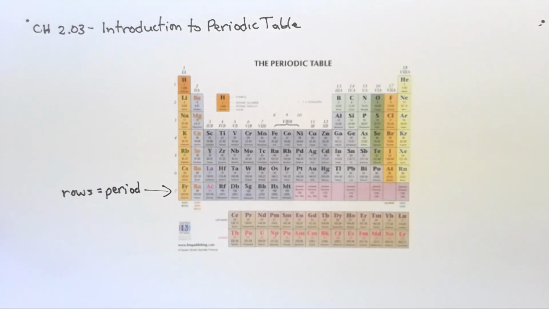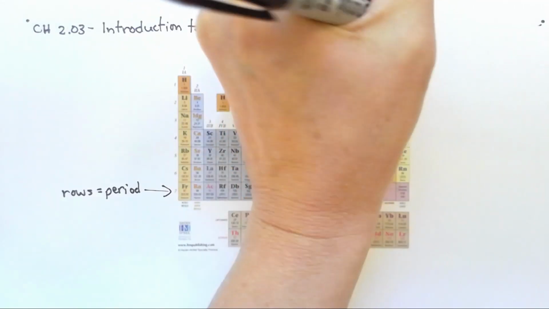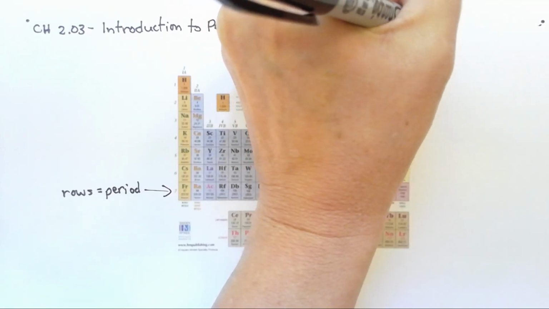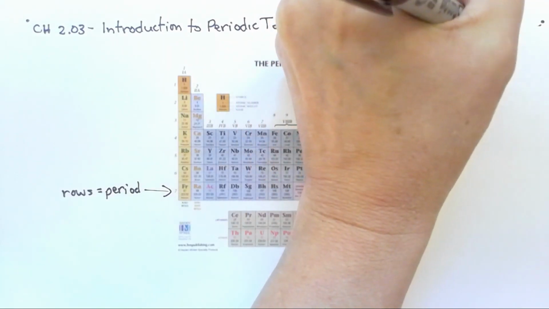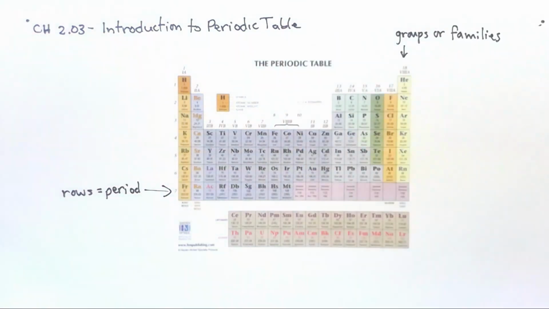The columns are called groups or families. And the reason they're called that is these columns share traits that are very similar. Just like your family, you might share the same shape of nose, or the same height, or the same shade of skin. These families on the periodic table have behavioral traits. So they might be unreactive, they might be really reactive, they might be good conductors.